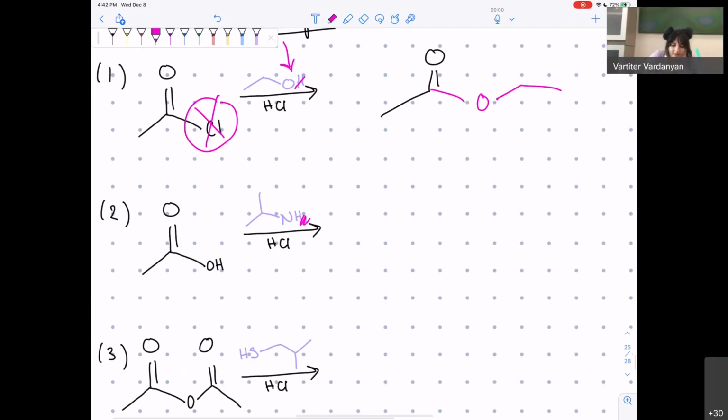So for the second one, we get rid of one of the hydrogens. The nitrogen is the nucleophile, and we get rid of the leaving group. So we end up with bam, bam, bam.